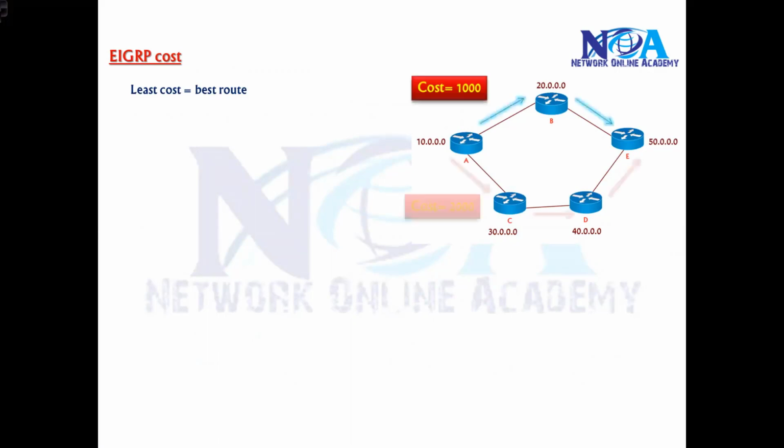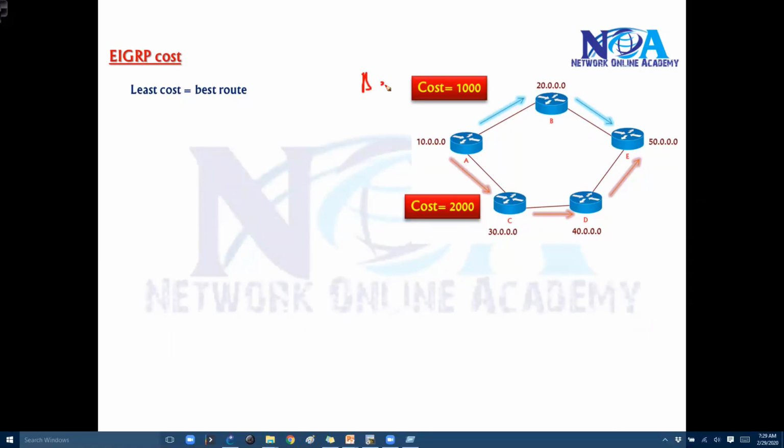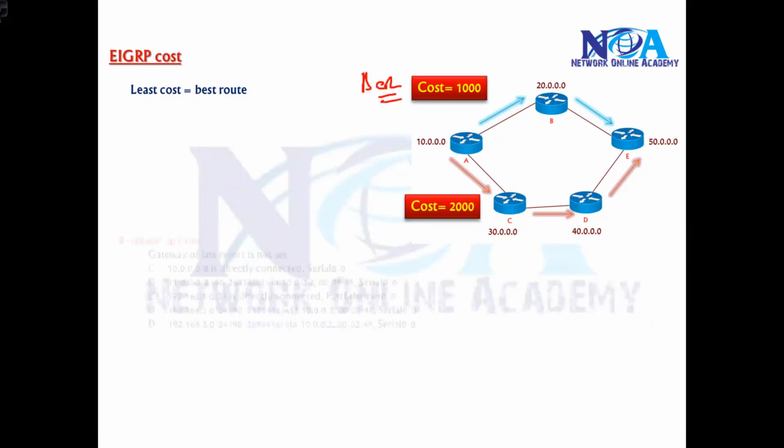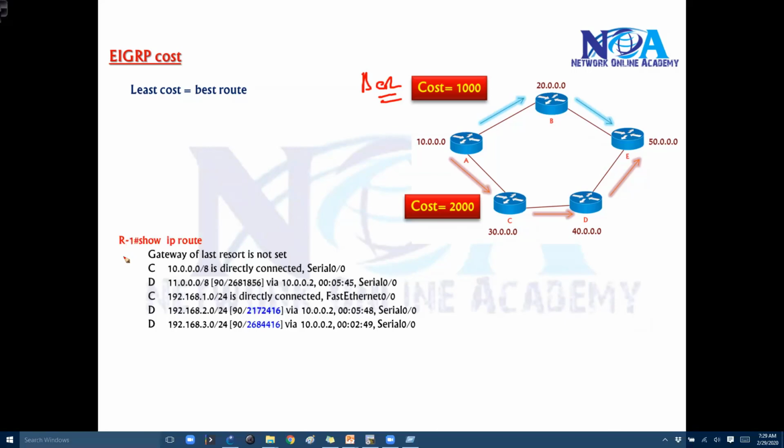And let's assume there are two possible routes. If you go from A, B, C, let's say the cost extracted based on the calculation is 1000, and the cost you get from the other path is 2000. So EIGRP is going to consider the least cost as the best route, which means the best route will be this one based on the least cost. And you will see these cost values when you verify the routing table. When you say show ip route, you see these are the specific subnets, and D represents the routes which are learned from EIGRP. Then this 90 is the administrative distance, and you see the cost values here.